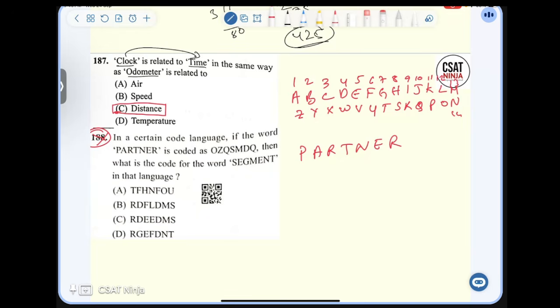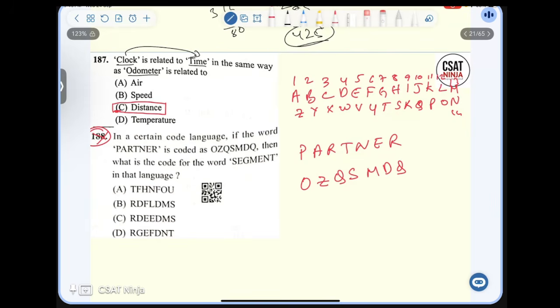Now let's look at this. PARTNER is written as OZQSMT and Q. You find a relation here, P and O, that means minus 1. A and Z, that means 1 backward, minus 1. R and Q, again minus 1. So every term there's a minus of 1. So I'll just directly derive here. S minus 1 is R, E minus 1 is T, so R and T. So these two options are eliminated. Next is G minus 1 is F. So the answer is this one. Nothing much complex here. Just write it down and derive it. Yes, you're correct.